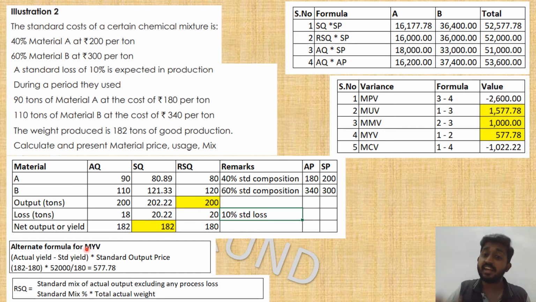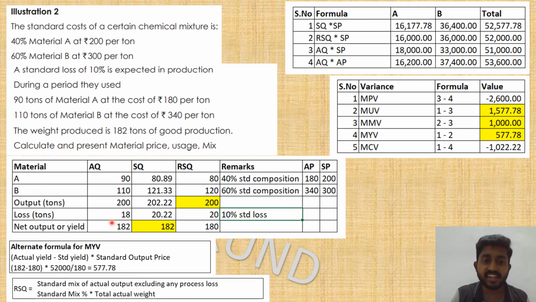So what is yield? Yield means the stress is given to the output. Output is nothing but the actual quantity. So the stress is given to the actual quantity, so it is called output variance. So actual yield minus standard yield multiplied by the standard output price. What is the actual yield? If you see here, 182 is the actual yield.